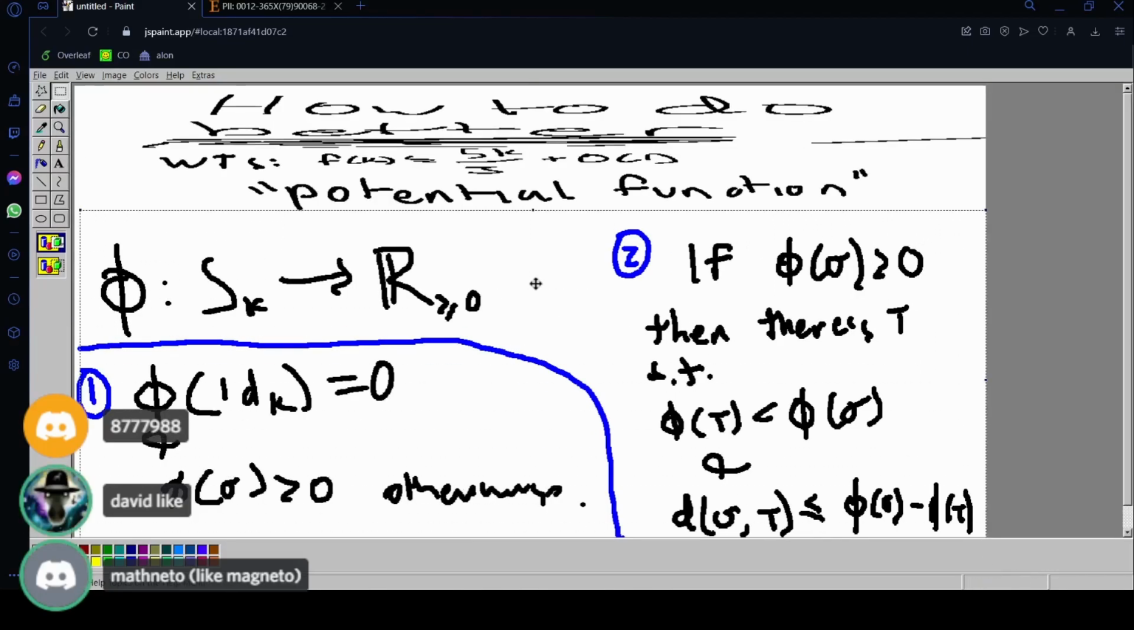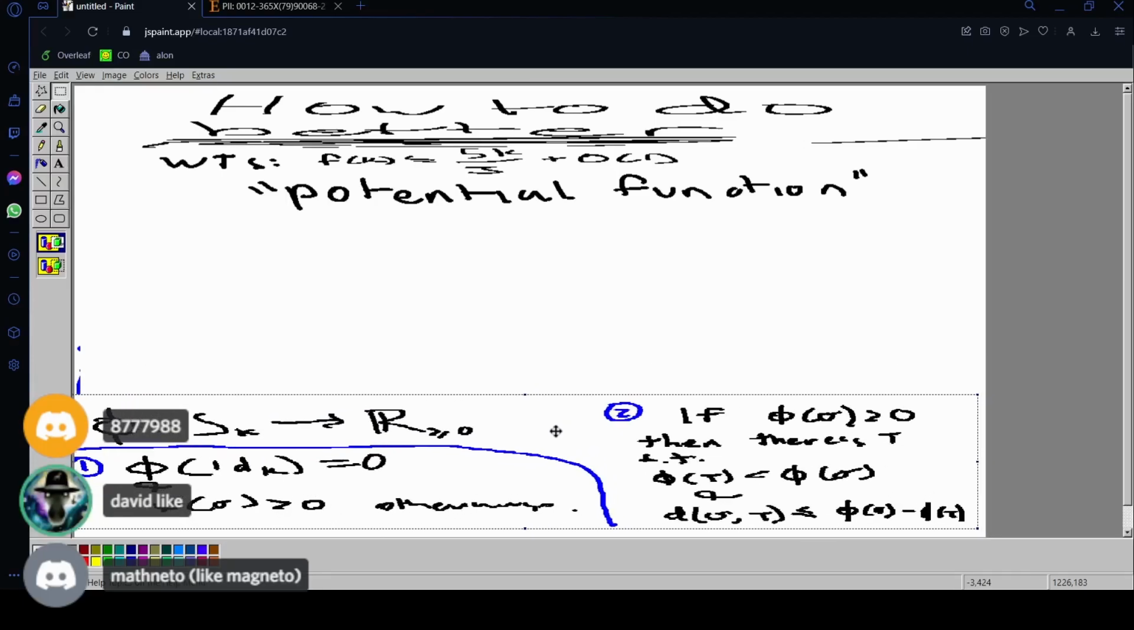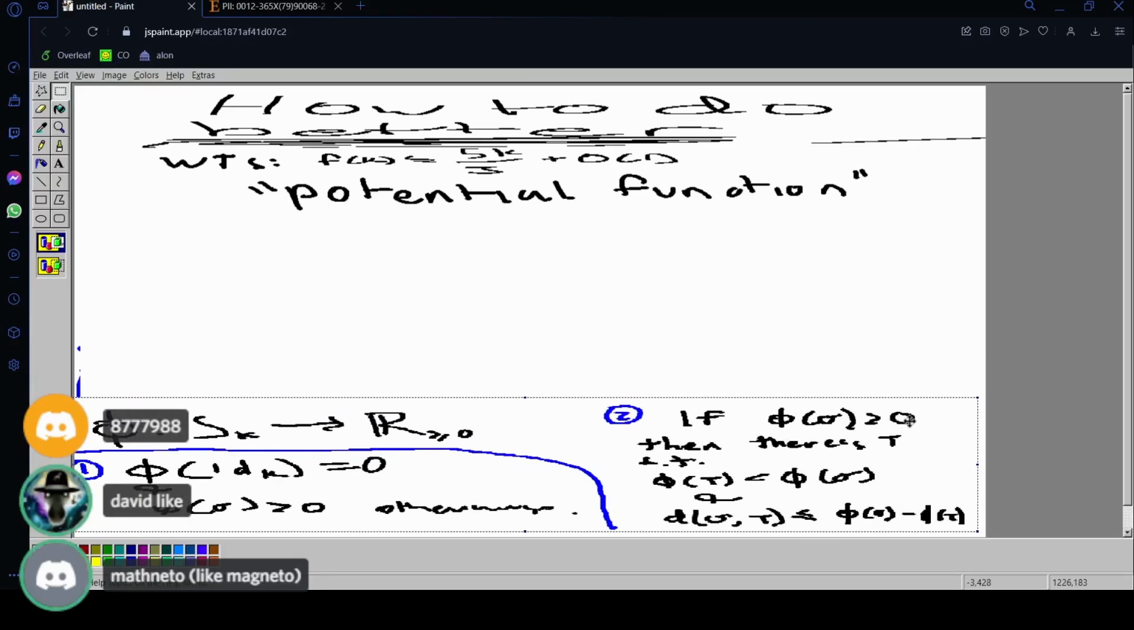Wait, one quick question. How do you get to 0 if there always exists a tau, whenever it's greater than 0, where we can get some place where it's less? If our potential is like 1 and we only take integer values, then we have to go to 0. But maybe instead of saying it's on the reals, it might make more sense to say it's on the integers. Isn't it on the naturals? Yeah, you can do that, and that probably makes more sense for what we're doing here.